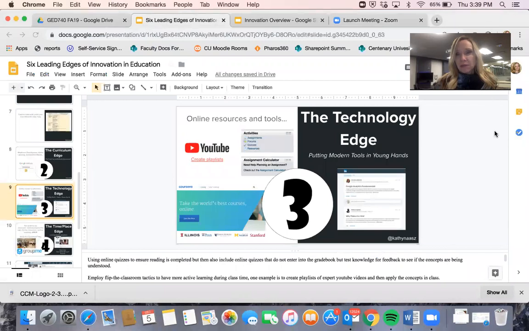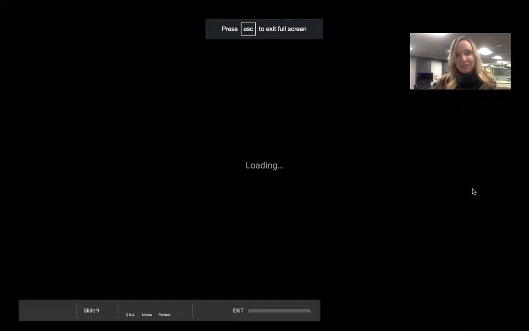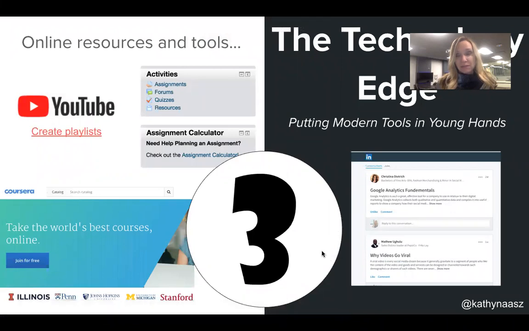Let me get this into present mode. What I've noticed is that where I'm placing my little face on the screen does not necessarily line up in the recording, so I apologize. I try to place it so that you can see me and see what's on the screen, but it doesn't necessarily line up. So who knows? I could be right over the technology words here and not know it.